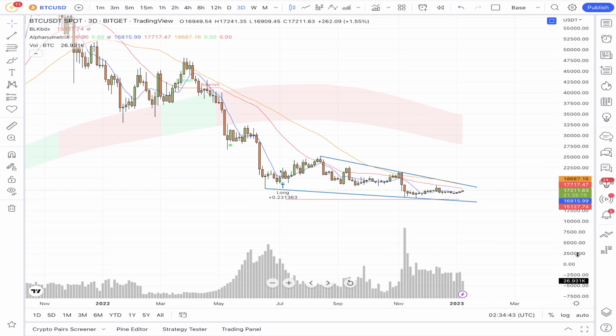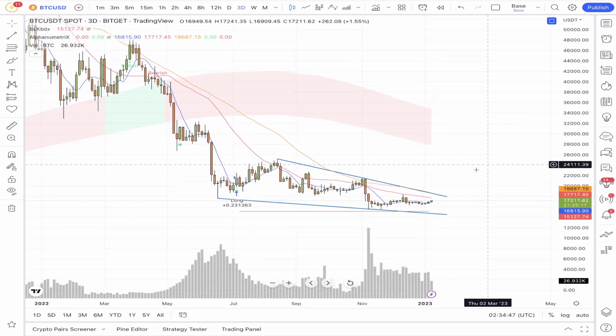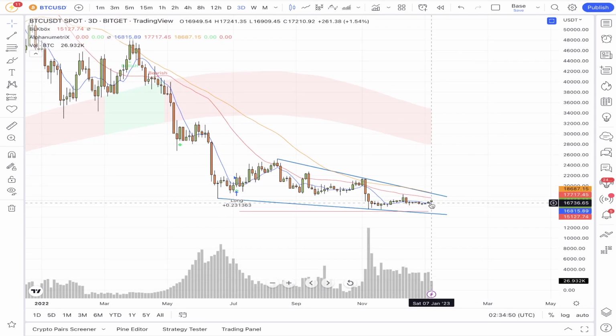Let's take a look at Bitcoin here. So Bitcoin has been in this falling wedge formation. This is on the 3-day chart. We are getting on top of the 7 EMA for the alphanumerics indicator, which is showing a shift in momentum. The one thing is there's no volume to follow up on that momentum. You need momentum and volume to really confirm a move.